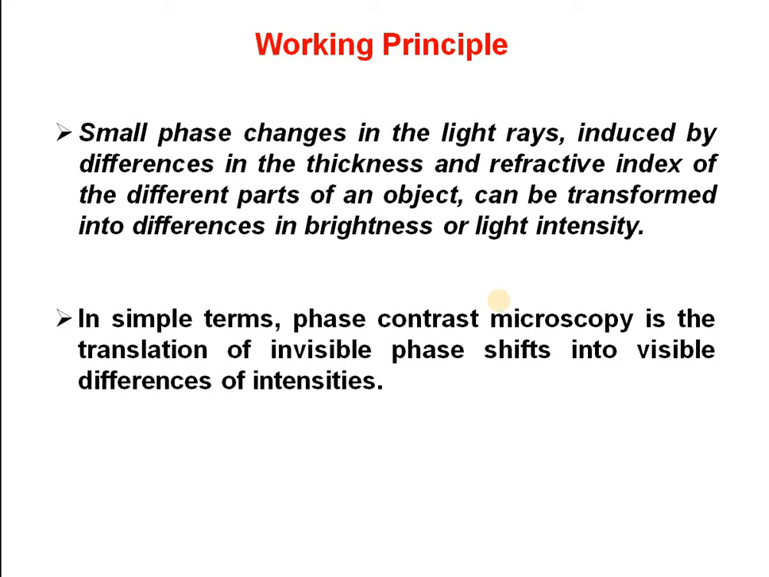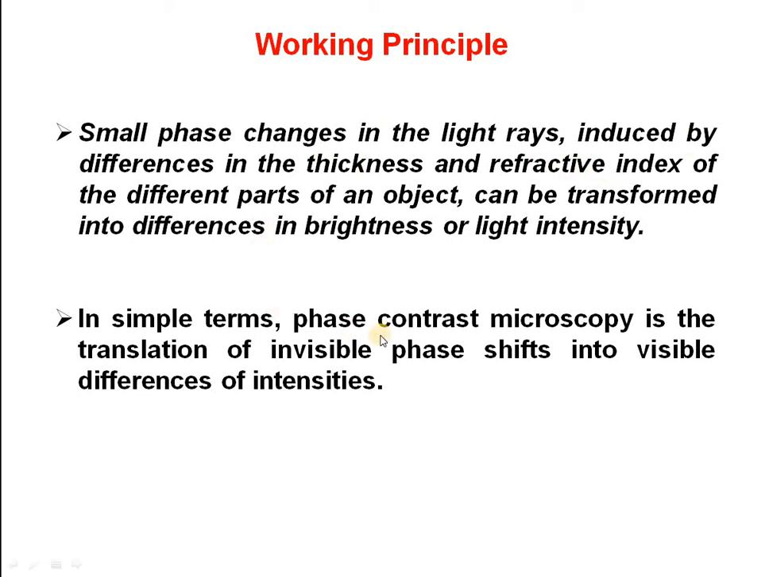Small changes in the phases of the light rays, induced by different thickness and refractive index of the different parts of an object, can be transformed into differences in brightness or light intensity, and that can be amplified with the help of two different structures, so it can finally be visualized by the human eye. This difference in refractive index cannot be visualized by the normal eye, but after amplification with the help of two different types of attachments in this phase contrast microscope, it can be visualized properly.